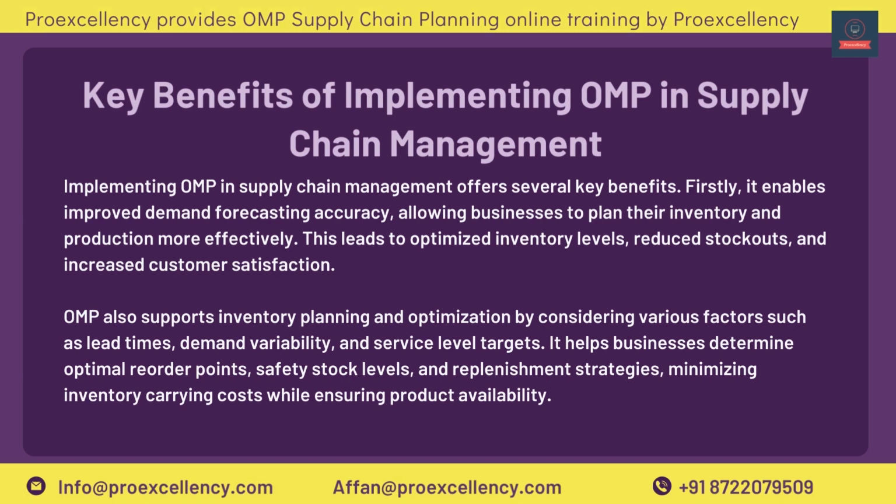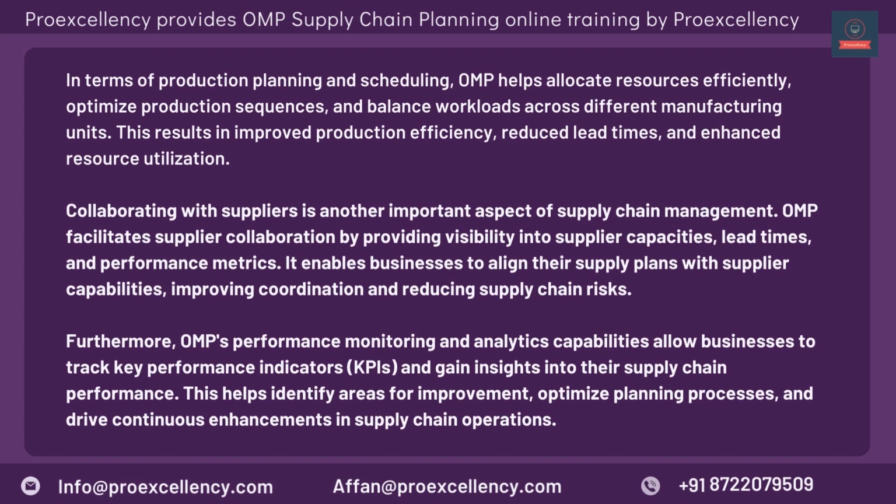product availability. In terms of production planning and scheduling, OMP helps allocate resources efficiently, optimize production sequences, and balance workloads across different manufacturing units. This results in improved production efficiency, reduced lead times, and enhanced resource utilization.